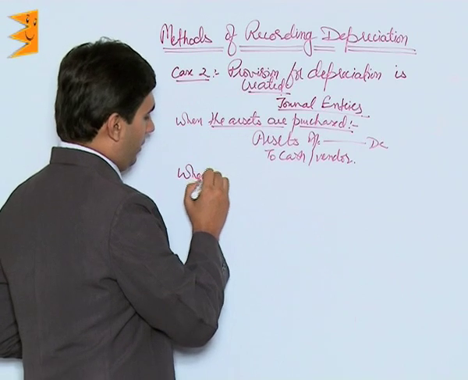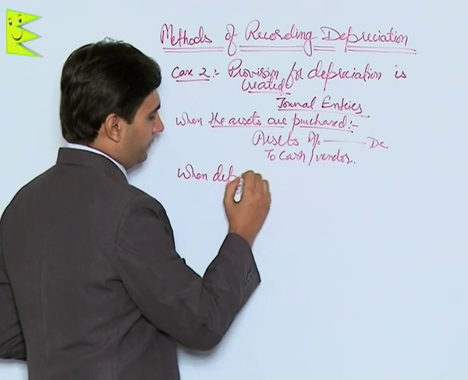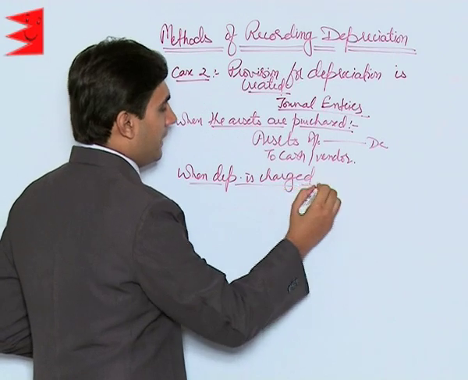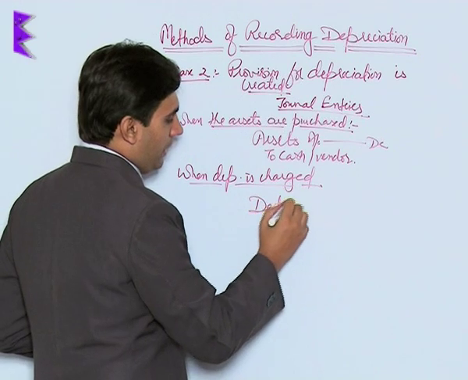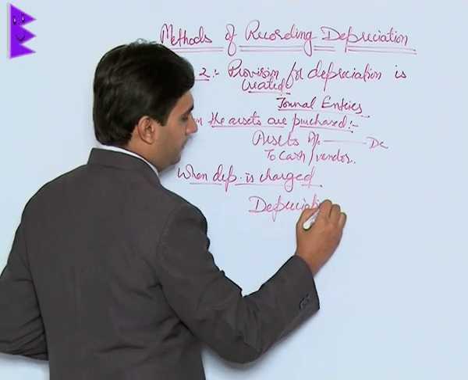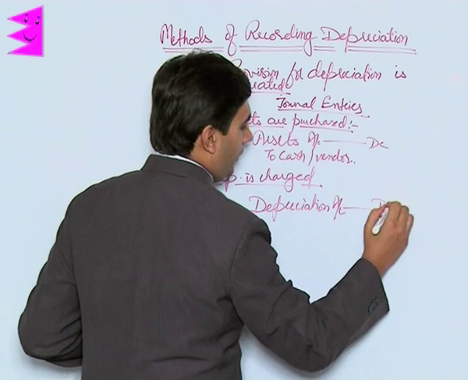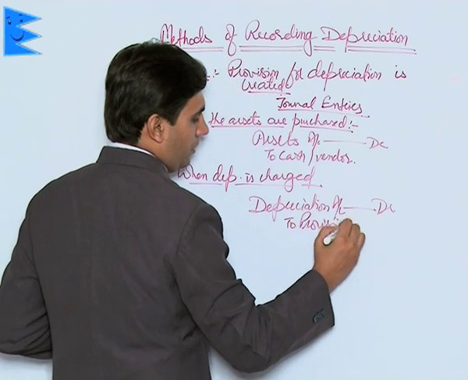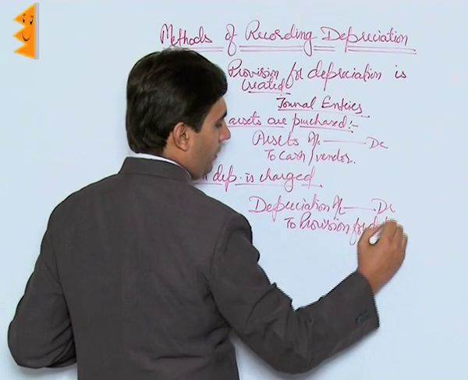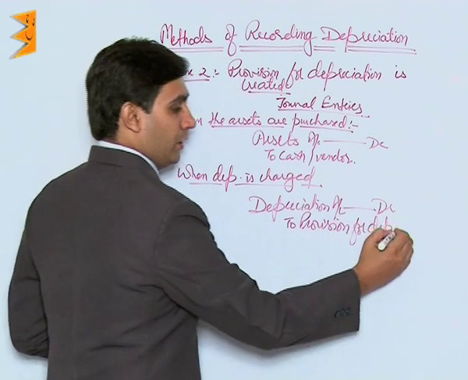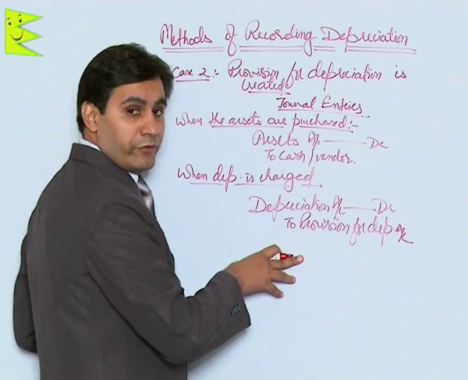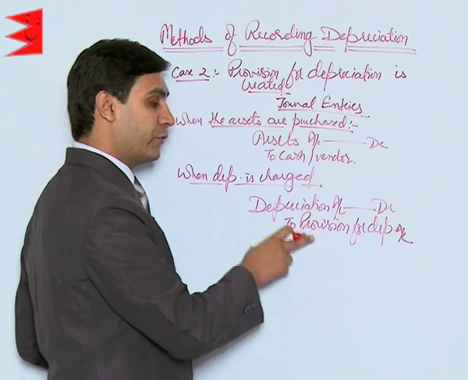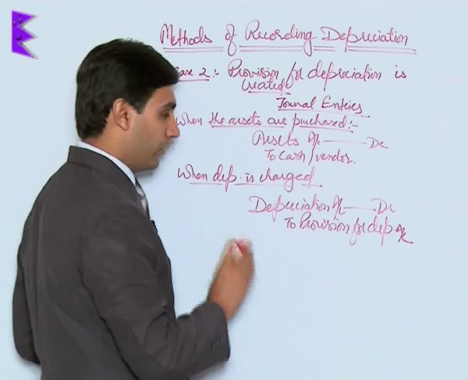Then when depreciation is charged, in that case it would be depreciation account debited to provision for depreciation. Now students, it is very clear from here that it is not being charged directly to assets. It has been transferred to provision for depreciation account.